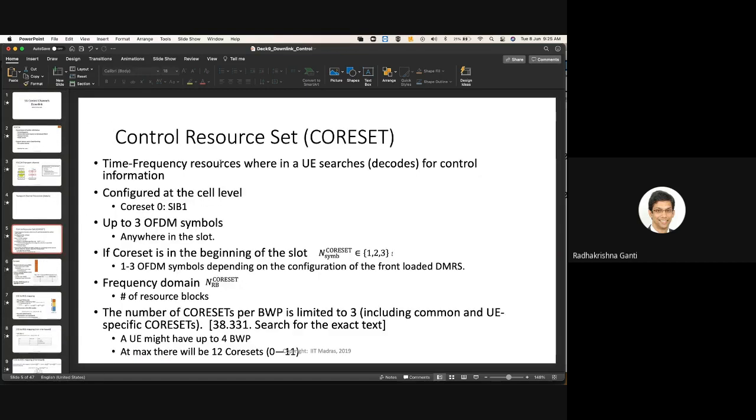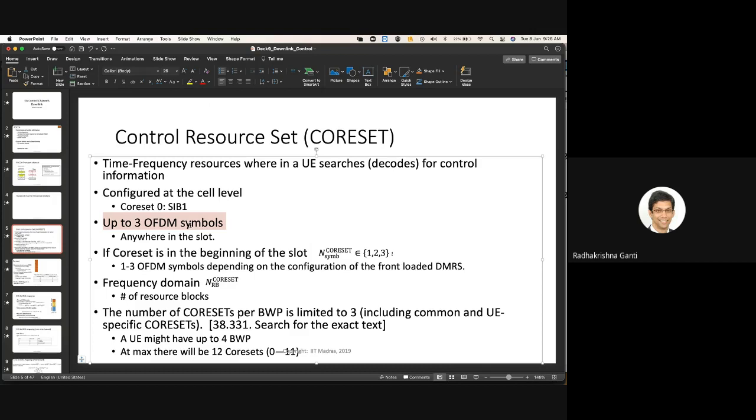Let's start with the notion of what is called a CORESET. A CORESET is a set of time-frequency resources where a UE searches for control information. It's a subset of the time-frequency grid where the UE does the search. Some CORESETs are configured at the cell level for broadcast, and some are configured at the UE level. A CORESET can have up to 3 OFDM symbols.